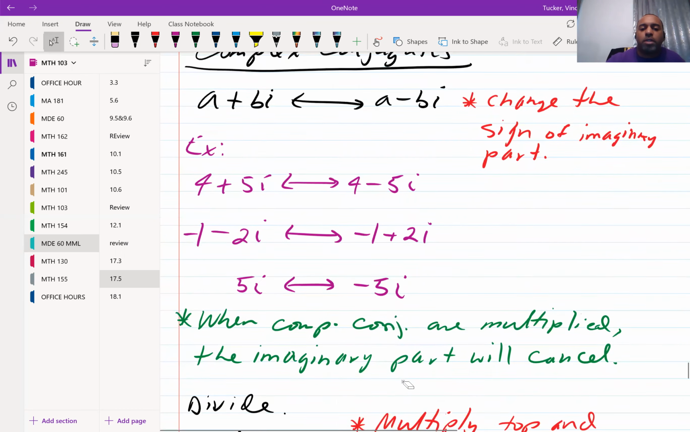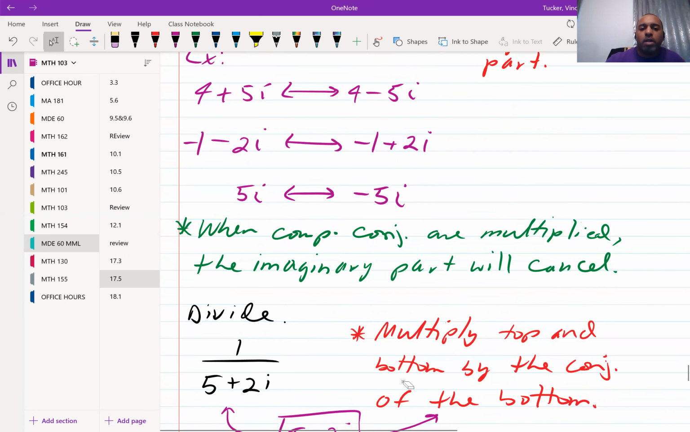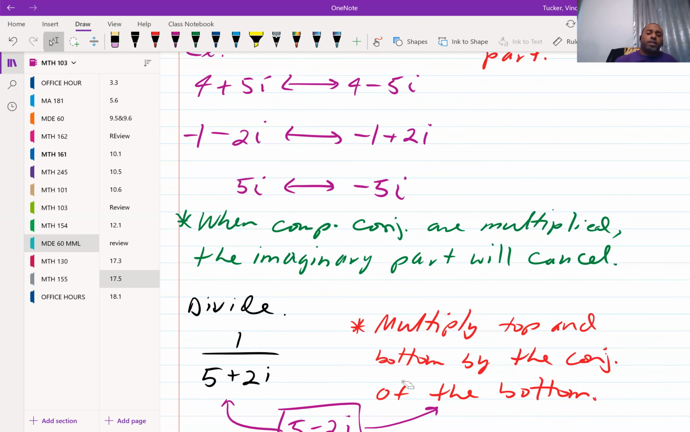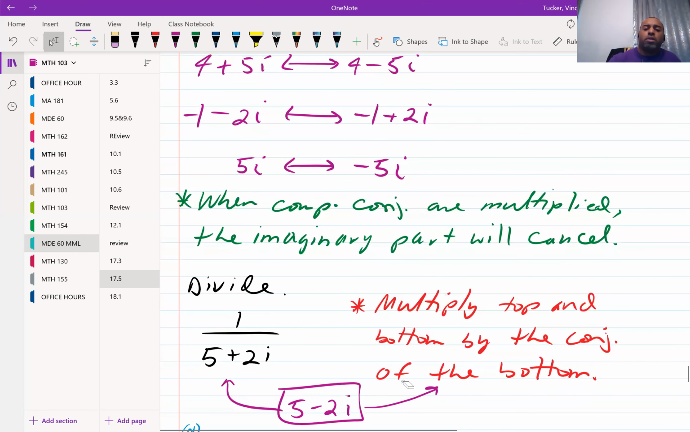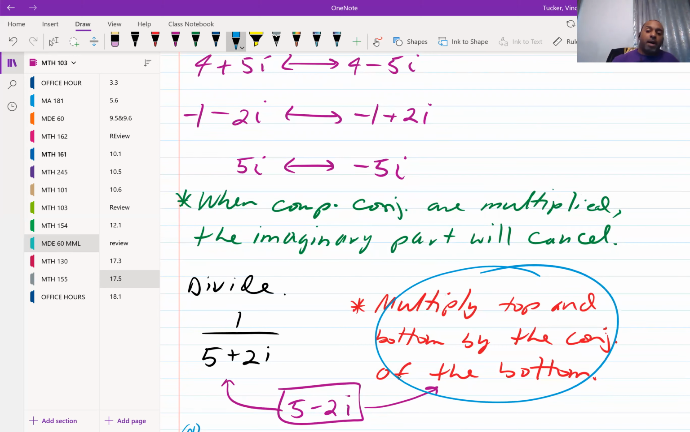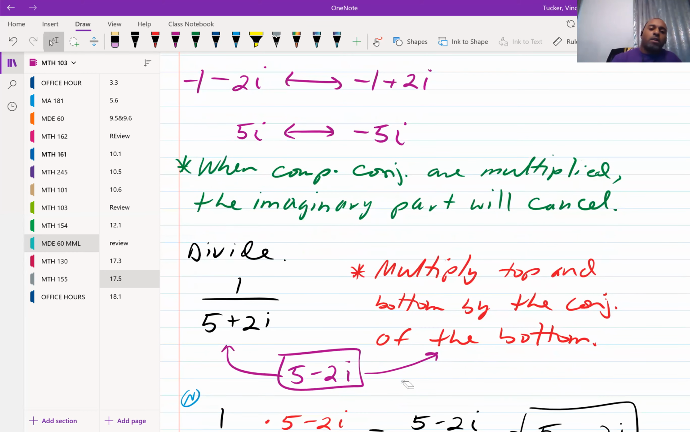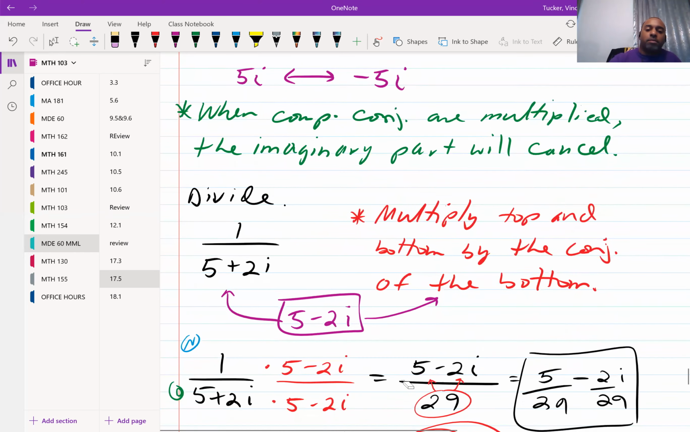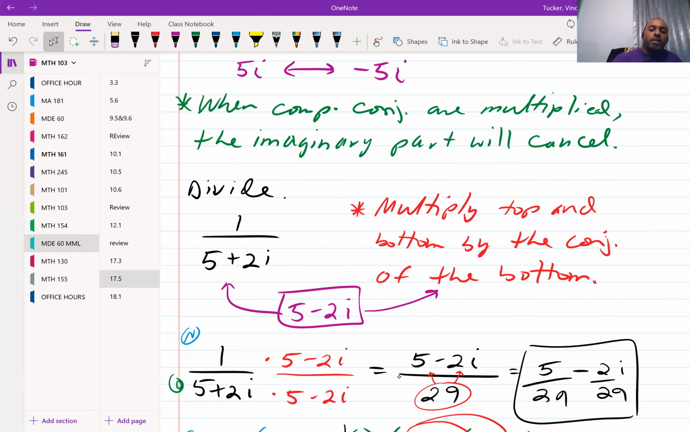All right, scrolling up. So when it comes to dividing with complex numbers, we're going to multiply the top and bottom, because remember, whatever you do to the bottom, you have to do to the top, vice versa. Multiply top and bottom by the conjugate of the bottom. So here we have 1 over 5 plus 2i. The conjugate of 5 plus 2i is 5 minus 2i. So we're going to multiply the top and bottom by 5 minus 2i.